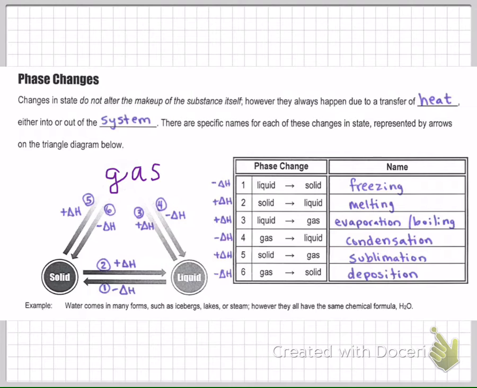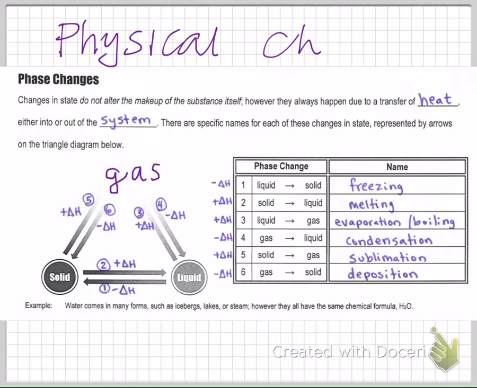Okay, so moving into phase changes. A phase change does not alter the makeup of the substance itself. We talked about this in the beginning of the year when we discussed physical versus chemical changes. So it's very important to emphasize that a phase change is a physical change. Okay?